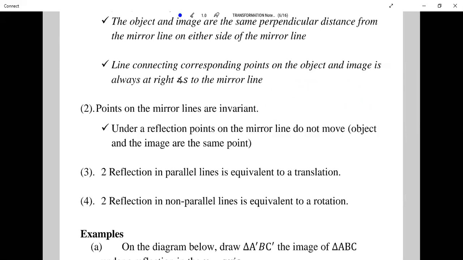Now, you didn't see this in the diagram, but we'll show it. Two reflections in parallel lines is equivalent to a translation. And two reflections in non-parallel lines is equivalent to a rotation. So I'm hoping that you'll see that in subsequent examples.